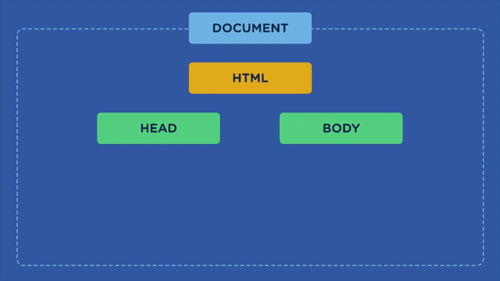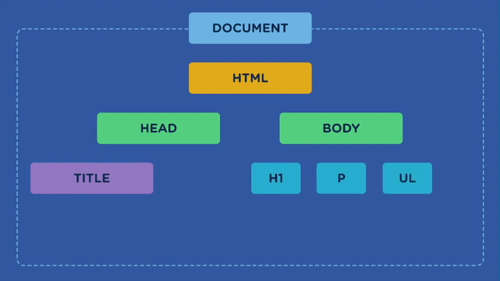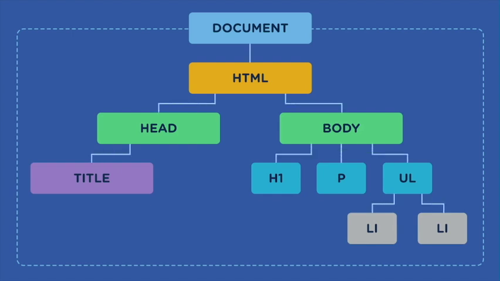Nested inside those are other elements. For example, the head contains a title element, the body might contain heading, paragraph, and UL elements, to name a few, and a UL element would have LI elements inside. These elements can all be thought of as being in a tree called the document tree. Just about every element or item within this document tree is referred to as a node.